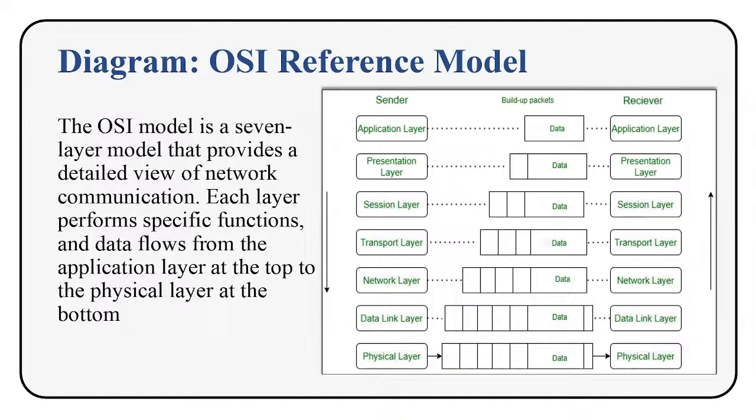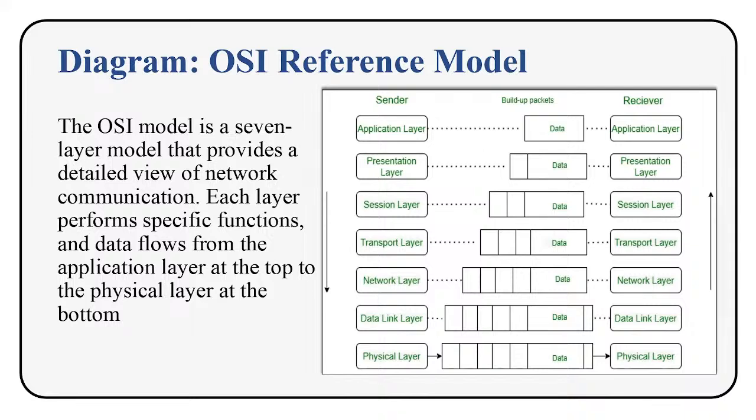If you number them, the first number will be the physical layer. Physical layer is kept at number 1. So 1, 2, 3, 4, 5, 6, 7. First is physical layer, second is data link layer, third is network layer, fourth is transport layer, fifth is session layer, sixth is presentation layer, and seventh is application layer. So application layer is on the top. Application layer is on the user end, from where the data is getting transmitted.